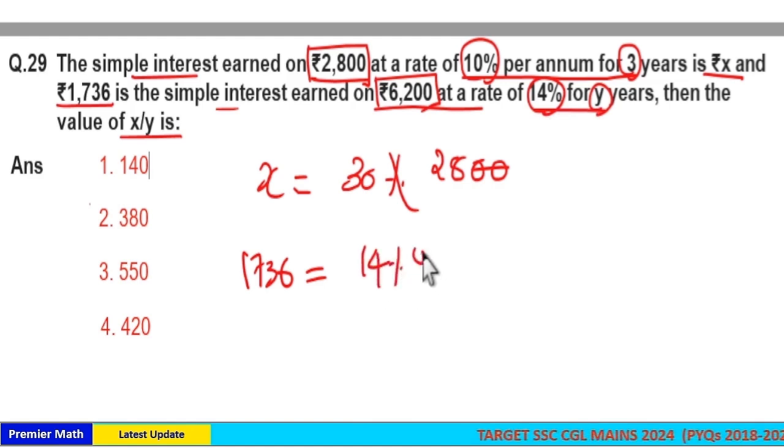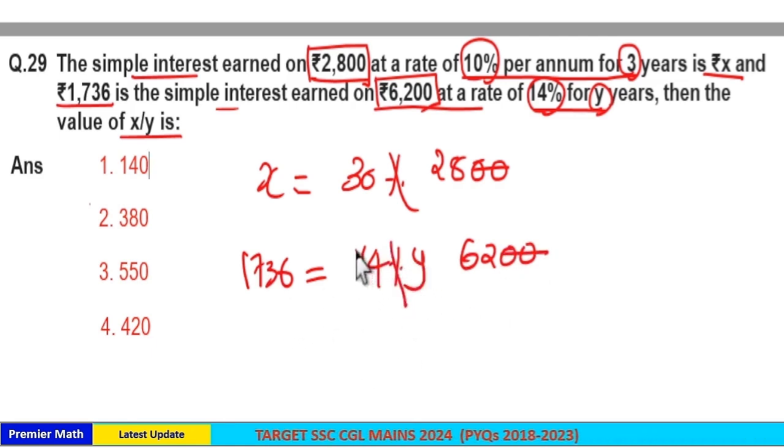So 14% of y on the principal 6,200 is 1,736. Here the percentage and 00 cancel. 14 goes 1 time in 17, 2 times in 28, and 4 times in 56. 62 goes 2 times in 124. So y is equal to 2 years.